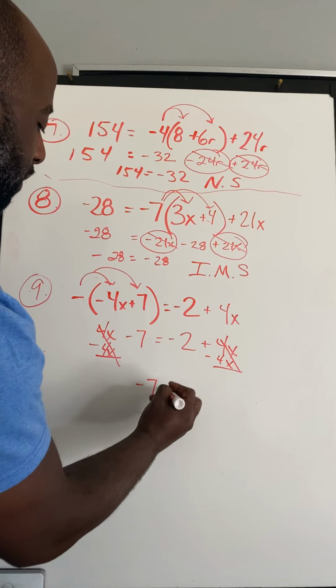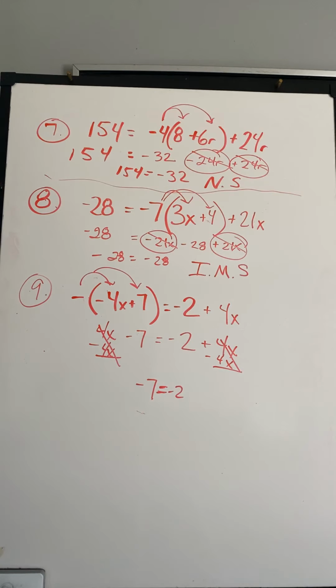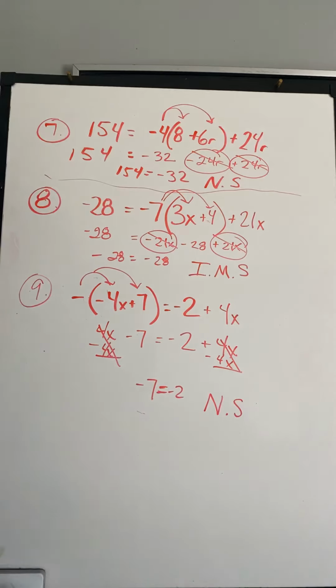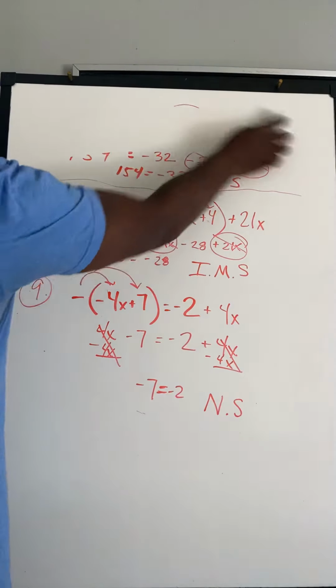Is that true? Does -7 equal -2? No, it does not. Therefore, no solution. There was no solution to this equation, okay? I could not find something that I could put in for x and make it true on both sides of the equation, all right?